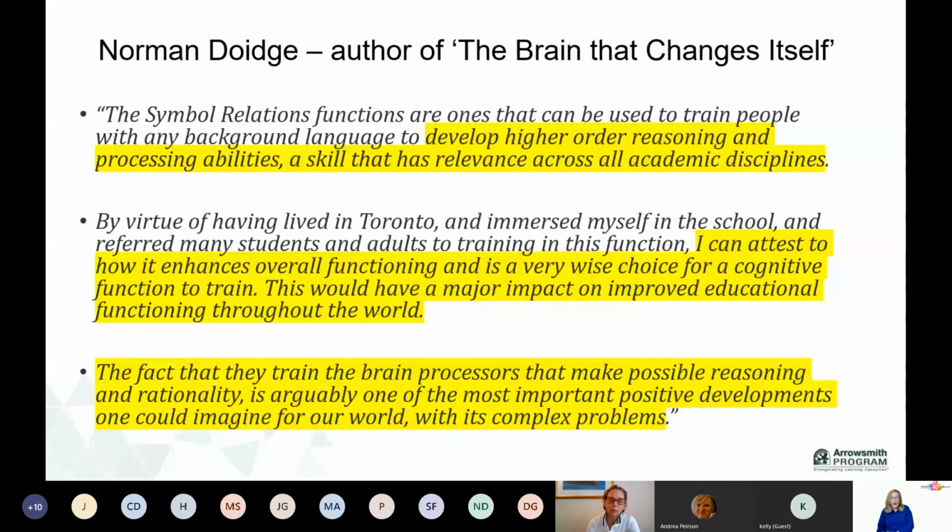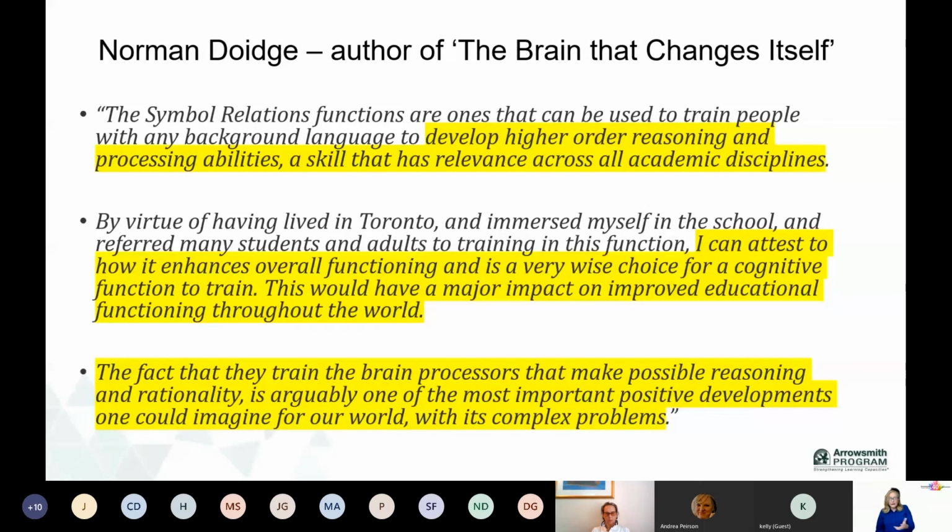He's a research psychiatrist who lives in Toronto, who became aware of the work of Arrowsmith a number of years ago and started sending some of his clients that were having problems with insight, that aha piece. When they were in therapy, they were struggling with making progress because they couldn't make those connections. And then as he saw them go through the symbol relations exercise, they started to be able to make the connections and benefit from insight therapy. And he's written the book, The Brain That Changes Itself, and also The Brain's Way of Healing.